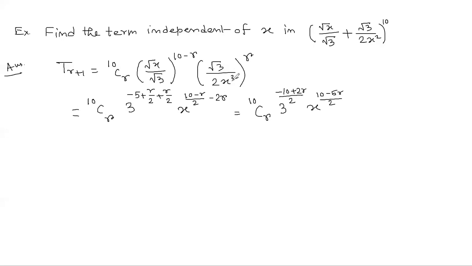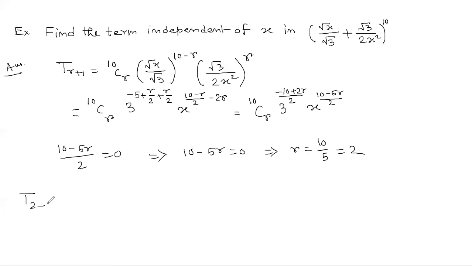So here we require the term which is independent of x. That means the power of x is 0. So if we equate the power of x to 0, we'll get 10 minus 5r by 2 equal to 0. That means 10 minus 5r is equal to 0, which gives us r is equal to 10 by 5, that is equal to 2. So if we put r equal to 2, that is the third term.